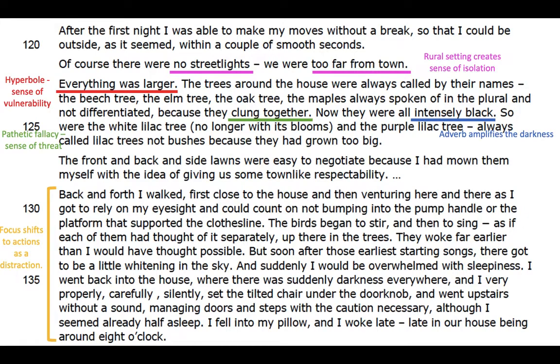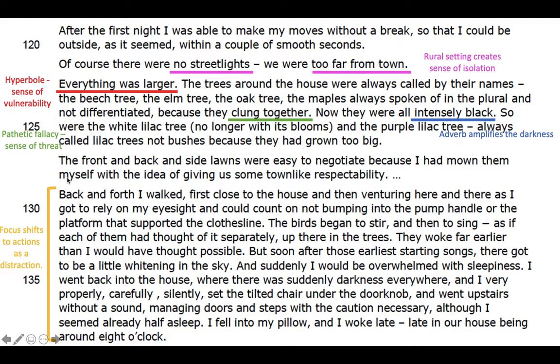And then we've got pathetic fallacy again, which helps create, you might say, a bit of a gothic setting. There's no street lights, it's far from town, so we've got this isolated setting that creates a sense of vulnerability, this dark imagery as well. She hyperbolically says that everything seems larger, and that creates this sense of vulnerability. She seems so small in comparison to everything else. The trees are clinging together, which creates that sense of threat as well. And everything is intensely black. So it wasn't enough just to say it was black. The adverb amplifies the darkness.